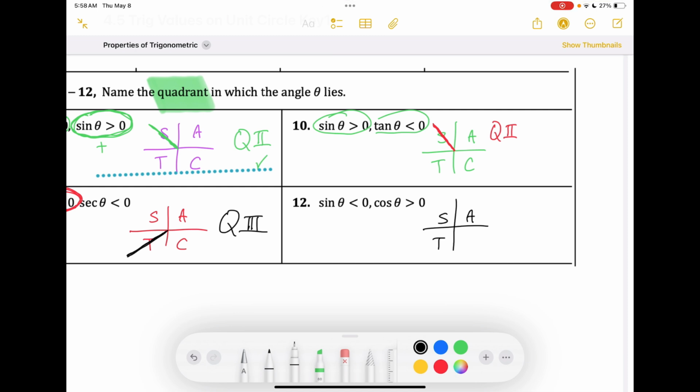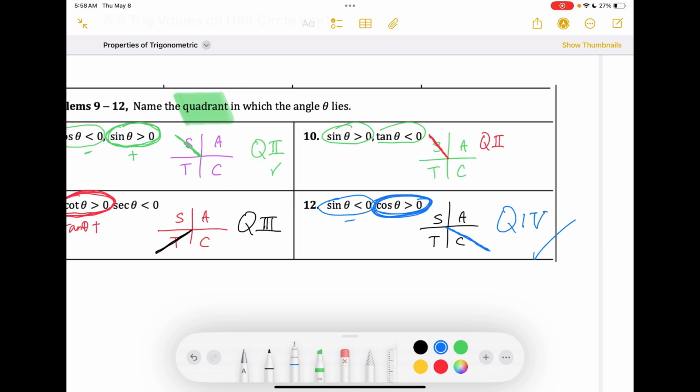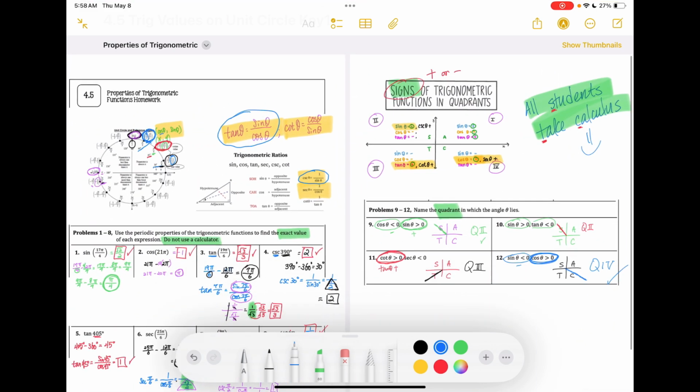Good. Last one. All Students Take Calculus. So knowing that, ooh la la, loving that, your sine is negative, but cosine is positive. So think about cosine is positive. So that will be my quadrant 4. And when there is a picture, the answer is in the picture. Done.